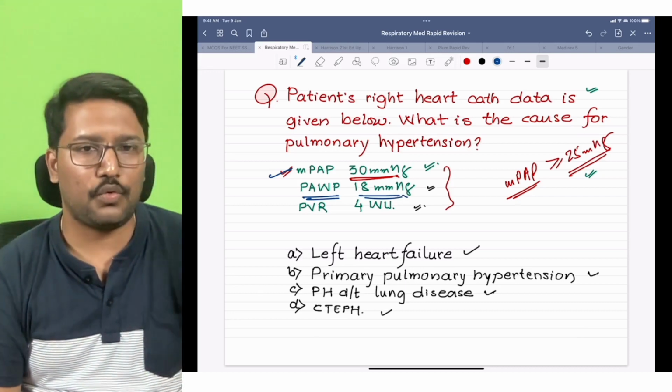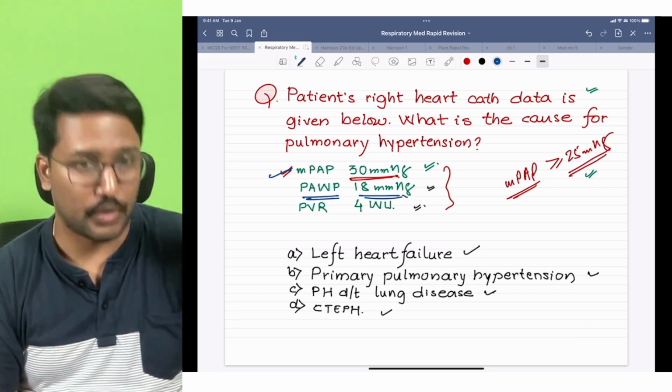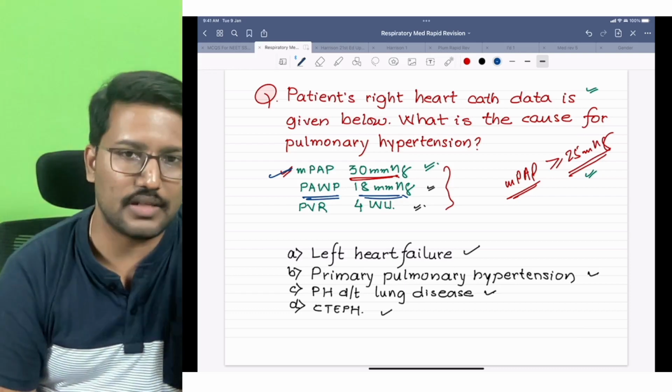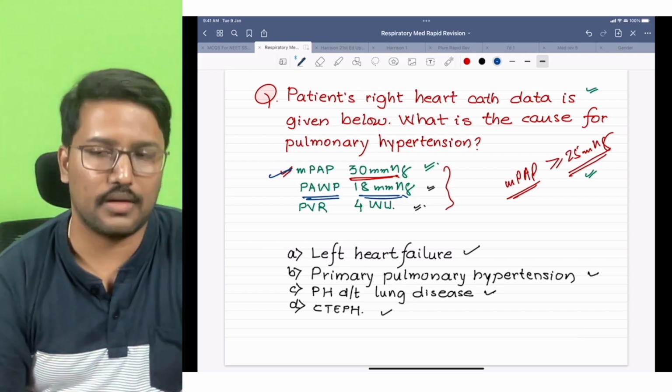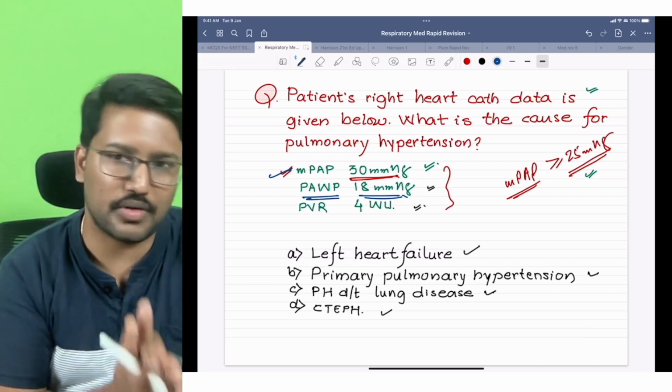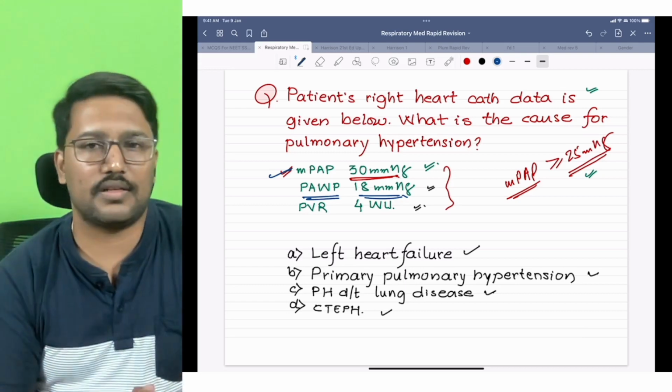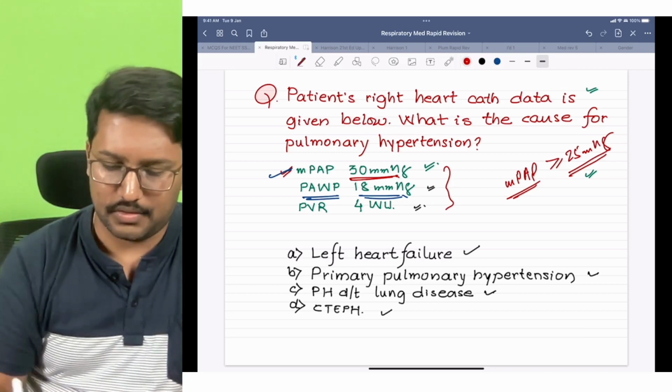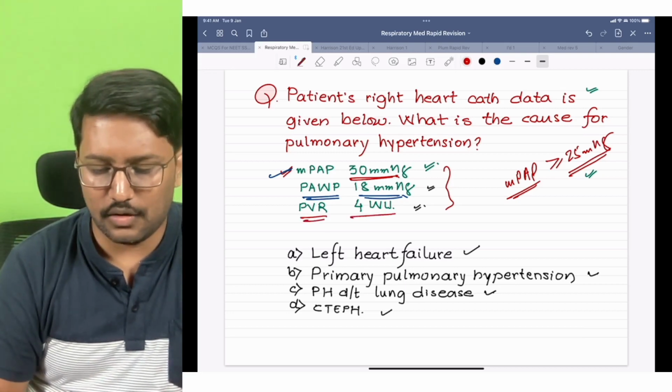So we had thought about two causes for a post-capillary component. One is pulmonary veno-occlusive disease. The other is left heart pathology. And the point I told you: in left heart pathology, there is a pre- and post-capillary component, so pulmonary vascular resistance can be increased in left heart failure. The pulmonary vascular resistance here is 4 Wood units.